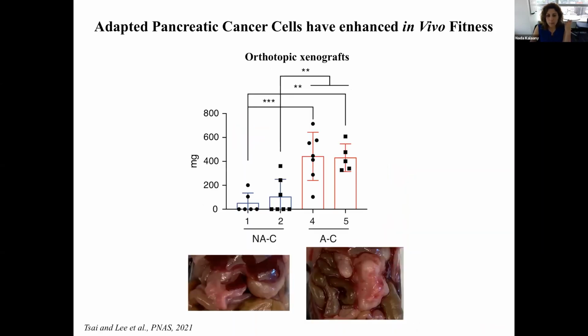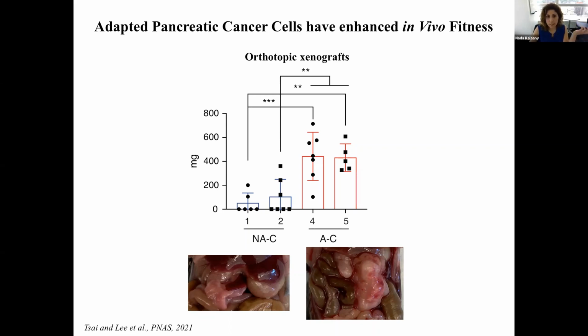So before I go further on the mechanism, this is just to show you that at sacrifice, you can see that the tumors arising from the adaptive clones were at least twice heavier than the ones arising from the non-adaptive clones. And this is a representative image of the pancreas. This is the spleen. This is the liver. This is in a non-adapted clonal cells injected mouse, whereas in the adaptive clones, you can see that at sacrifice, the whole pancreas was transformed into a tumor.